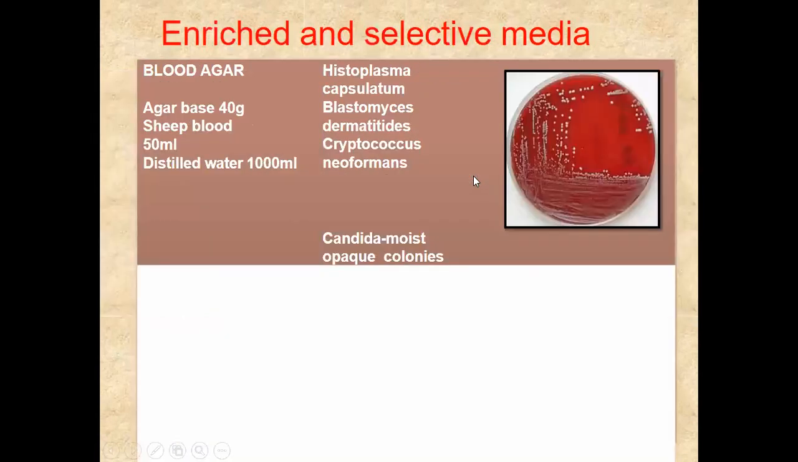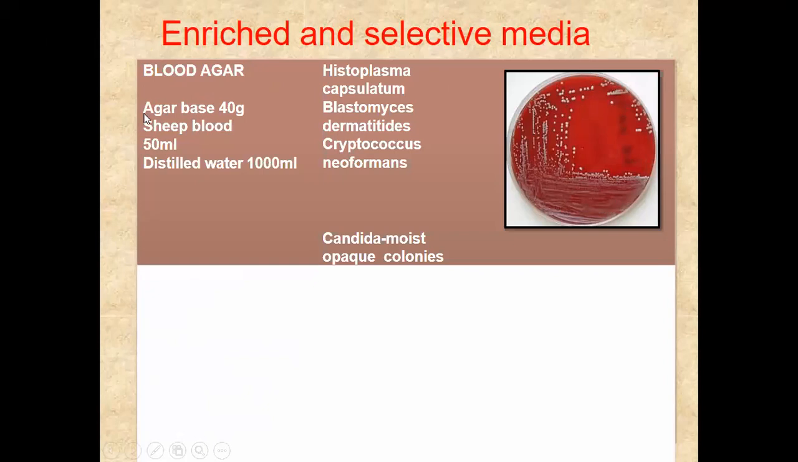Next, we'll go for another type of enriched or selective media, which is called blood agar media. As the name implies, the main component of this medium is blood, which is why it is called blood agar medium. You can observe that the medium shows the significant red color of the blood.